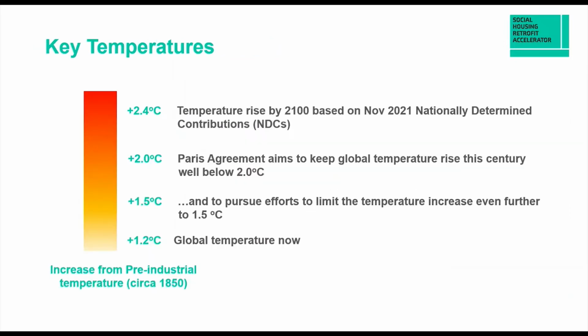So just a quick recap again. We will recap the key temperatures. If we treat the pre-industrial levels as 0, we are currently at 1.2 degrees or so. The Paris Agreement has a target of about 2 degrees maximum, but hopefully we'll get to a limit of 1.5 degrees.